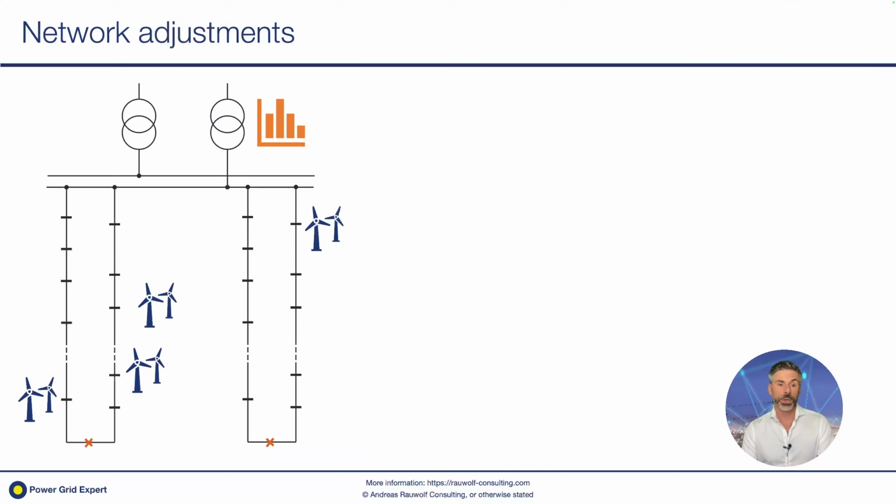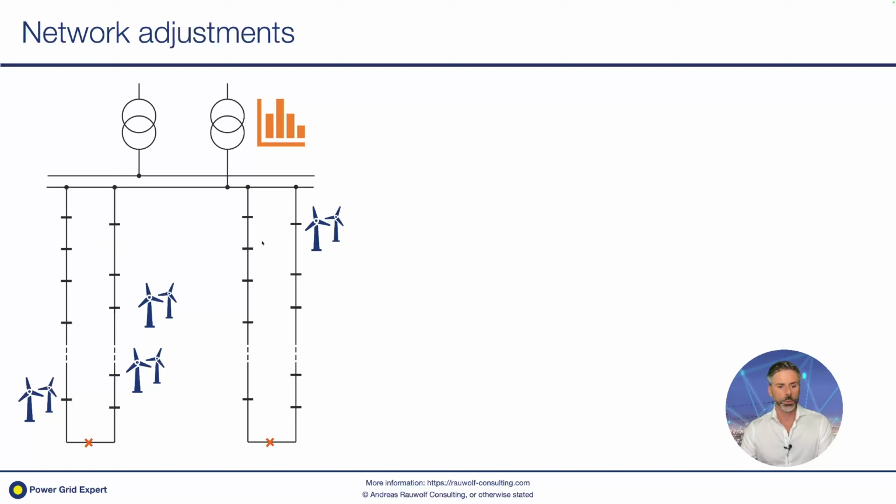I can do network adjustments about the structure of the network. I'm aware that most utility operators are already doing that, but I want to show that this is also a possibility. What is it about? In this example here, we have the structure of a medium voltage network.